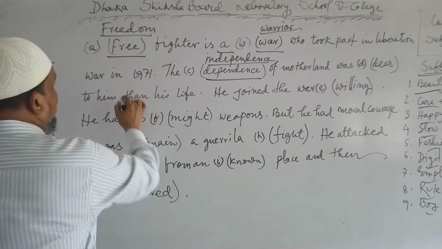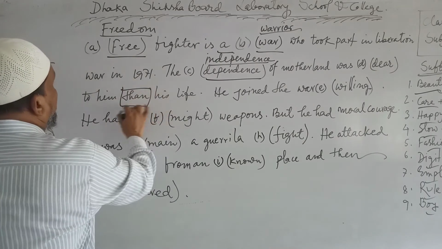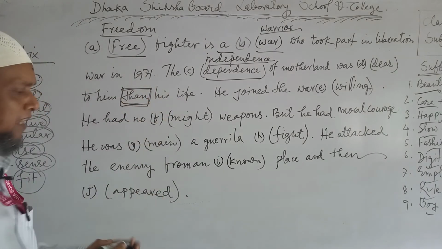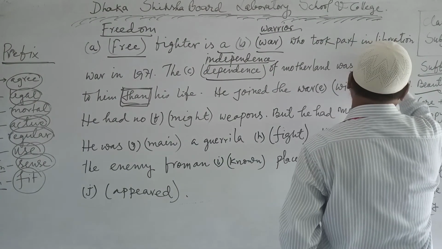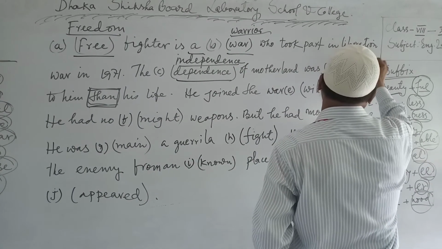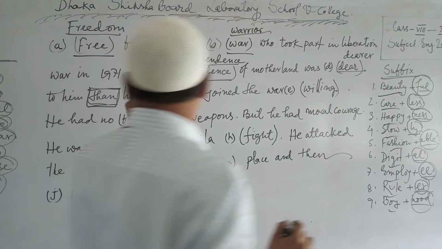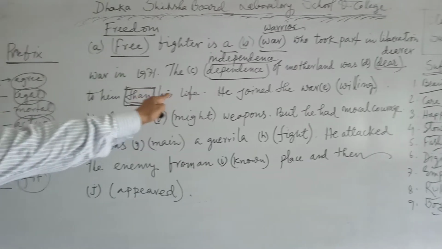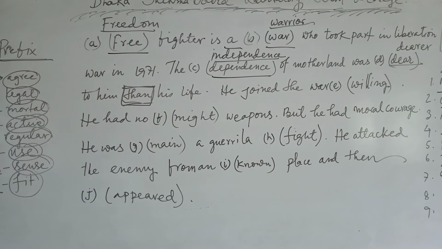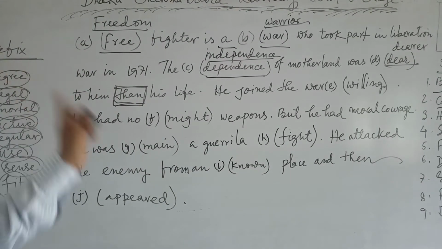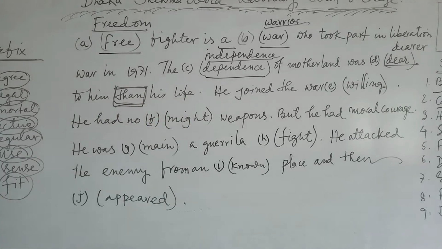You can see that here there is a word then. This word is used in comparative degree. So the comparative form of there is dearer. Then the independence of motherland was dearer to him than his life. Now it is meaningful.